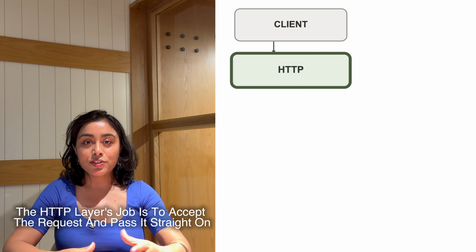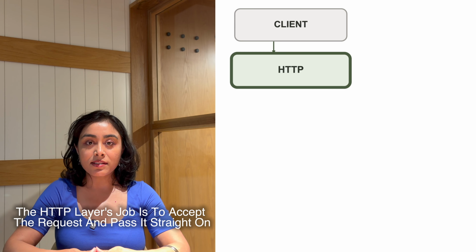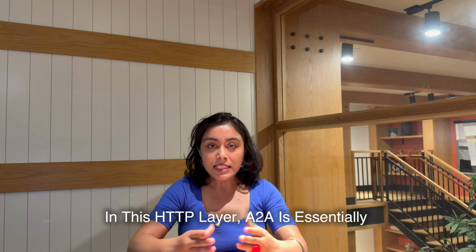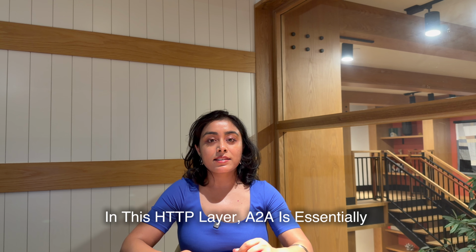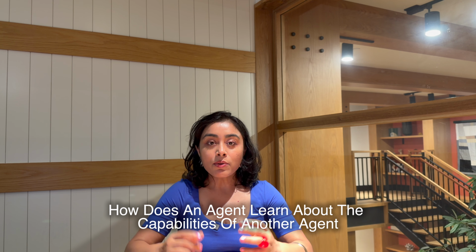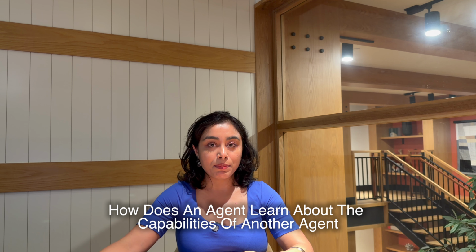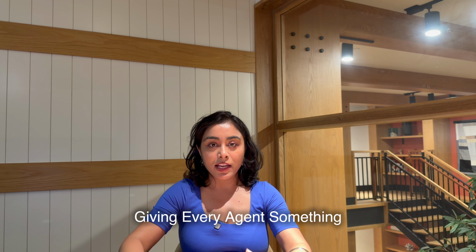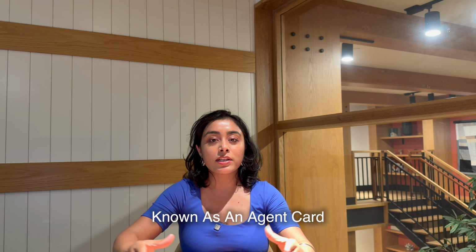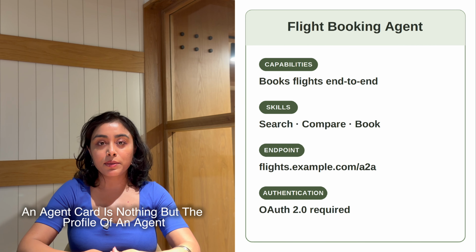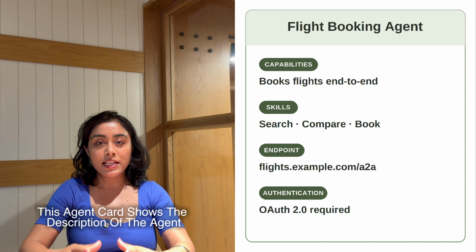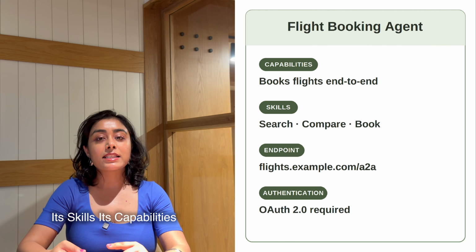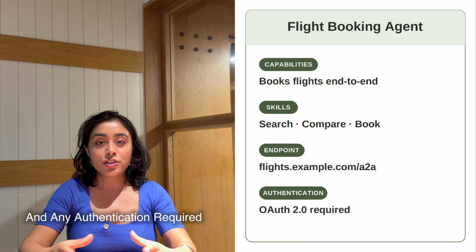The HTTP layer's job is to accept the request and pass it straight on without looking into the contents of the request. In this HTTP layer, A2A is essentially solving the discovery problem. How does an agent learn about the capabilities of another agent? A2A solves this by giving every agent something known as an agent card. An agent card is nothing but the profile of an agent. This agent card shows the description of the agent, its skills, its capabilities, and any authentication required.